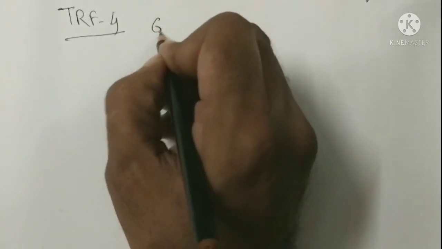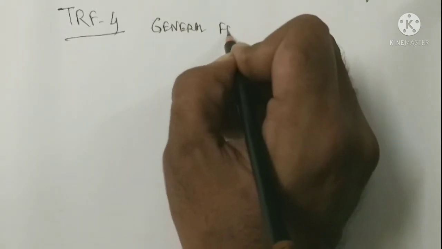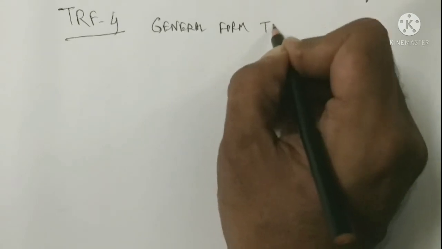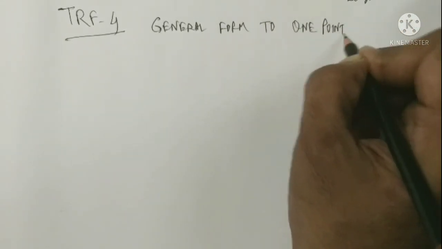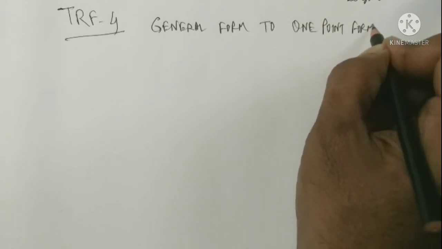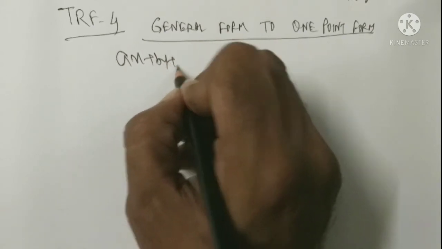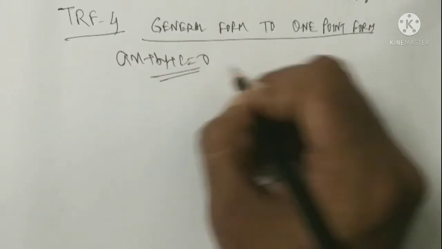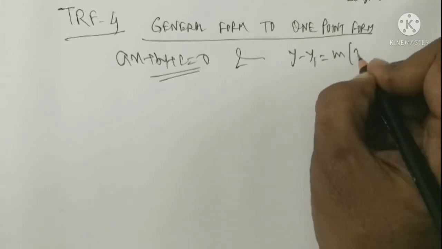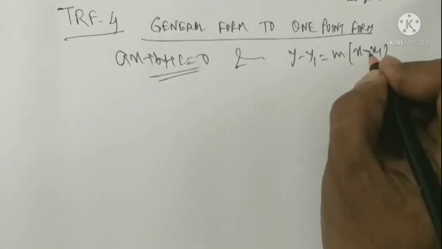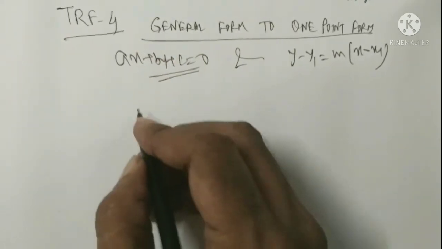Transformation 4: general form to one-point form. General form: ax plus by plus c equals 0. And the one-point form is y minus y1 equals m times x minus x1. We have to set this structure from this structure.